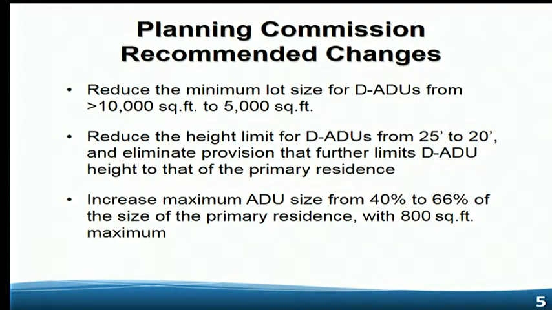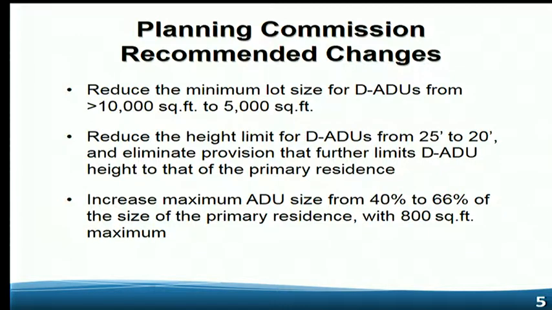Some other recommended changes. First is to reduce the minimum lot size for detached ADUs from greater than 10,000 square feet down to 5,000 square feet. Again, there's 3 criteria. Either the lot must be on at least 2 streets, so like a corner lot, or it must abut an alley, or the lot must be greater than 10,000 square feet. If you meet one of those criteria, you can have a detached accessory dwelling unit. The only thing that's proposed to be changed is the lot size.